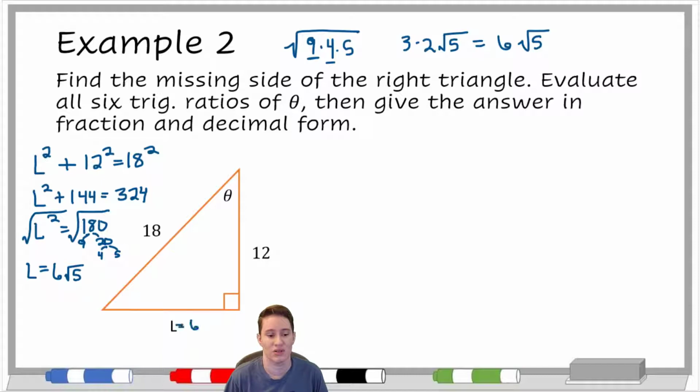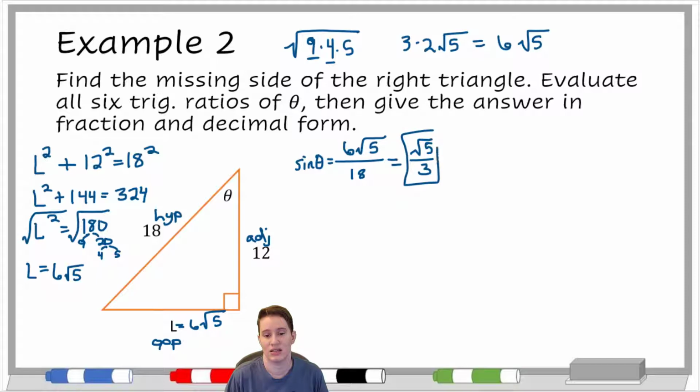for side L. And now we're ready to write our 6 trig functions. So L is opposite of theta, and 12 is adjacent, and 18 is hypotenuse. So let's start with sine. Sine is opposite over hypotenuse, so 6 square roots of 5 over 18, which does simplify because 6 over 18 is 1/3. They both divide by 6. So this would turn into square root of 5 over 3. So that's our best fraction answer.